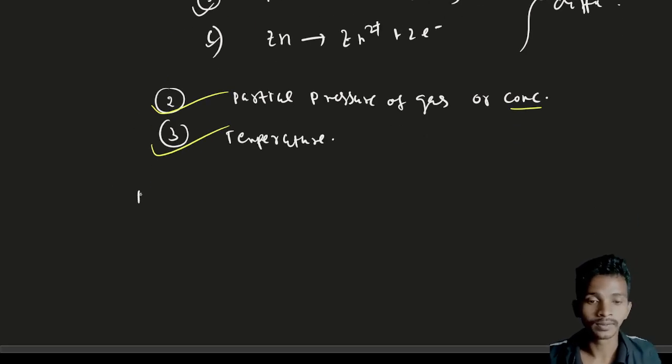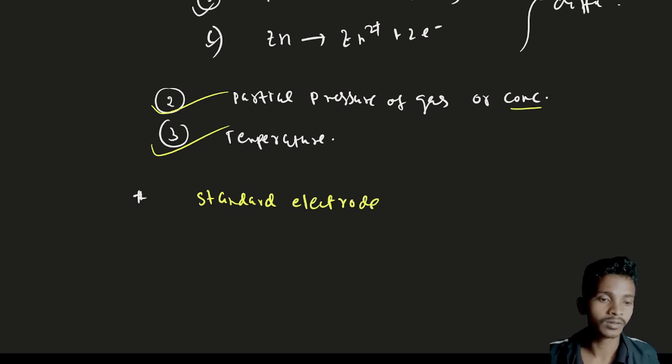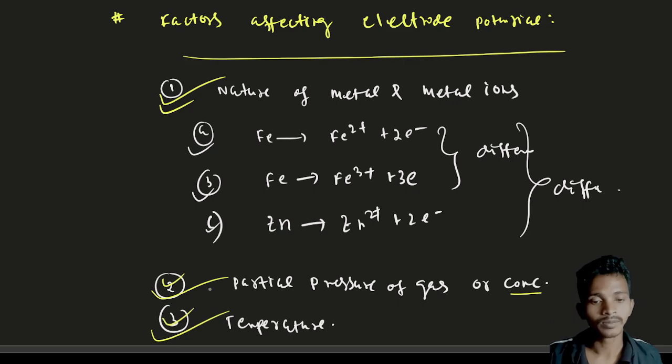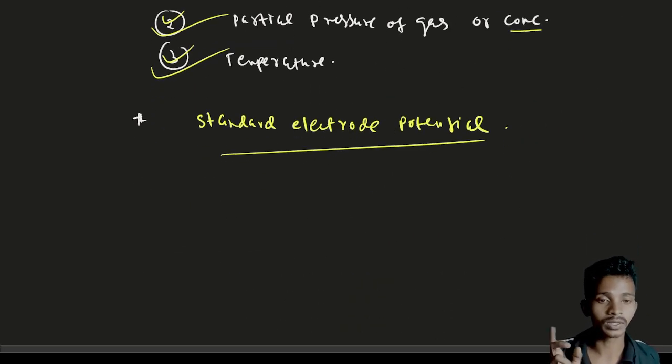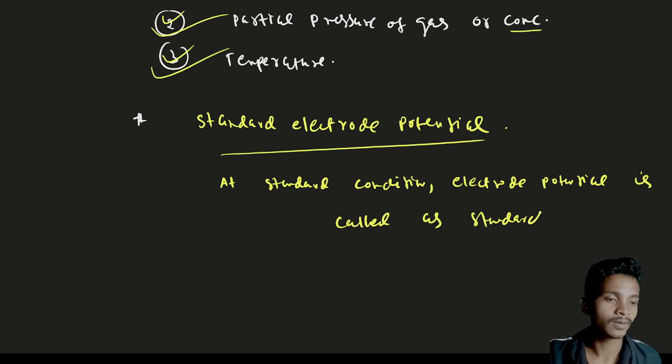So what is the standard electrode potential? Standard electrode potential means this electrode potential depends on these three factors. If these factors are at some standard conditions, then the electrode potential is called the standard electrode potential.